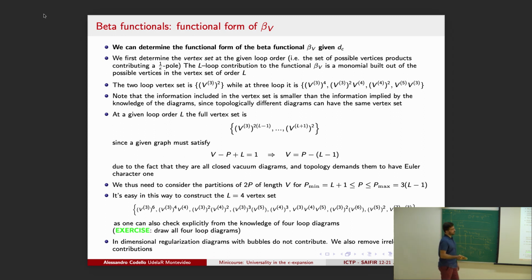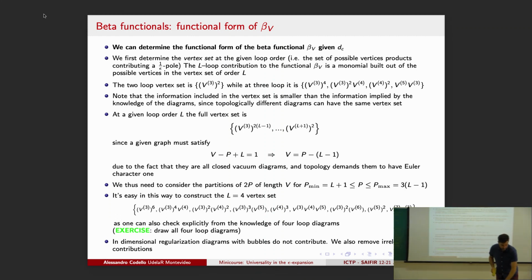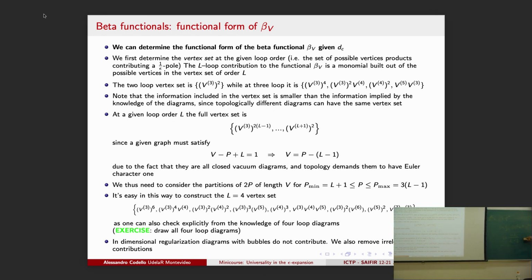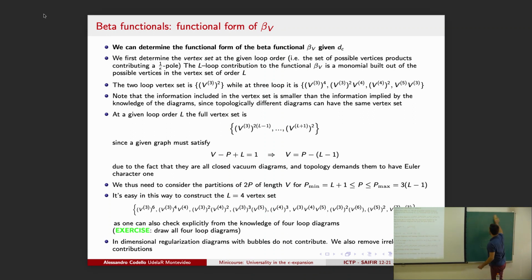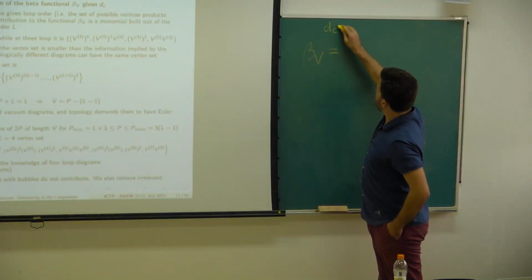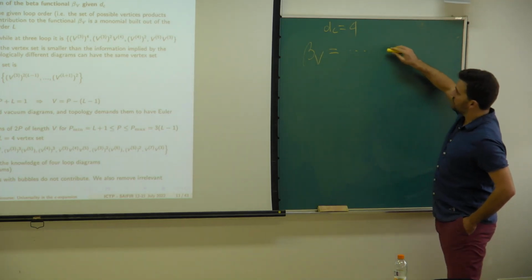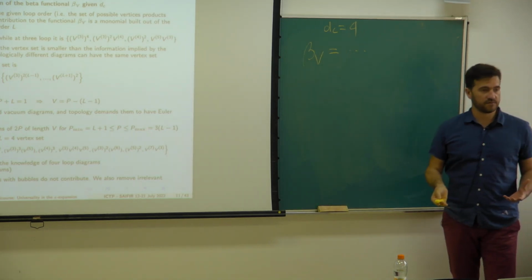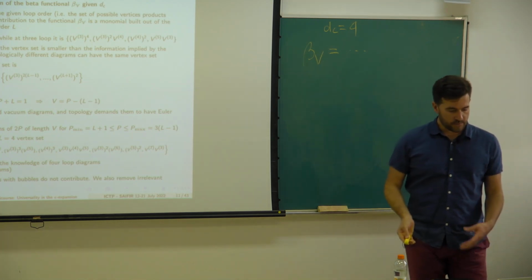But at the same time, we can just obtain them from the basic topology of vacuum diagrams and dimensional analysis. So the logic that we're going to follow is a little algorithm, a little analysis that allows us to write the beta function of V. Once I define, for example, d critical equal to 4, it will be equal to various contributions. Each contribution will have the form of some monomials written out of the potential.